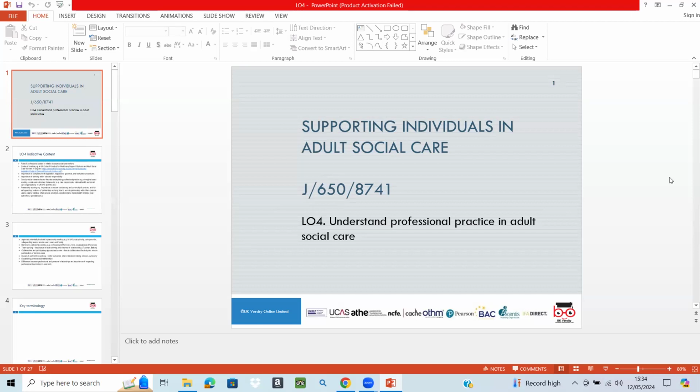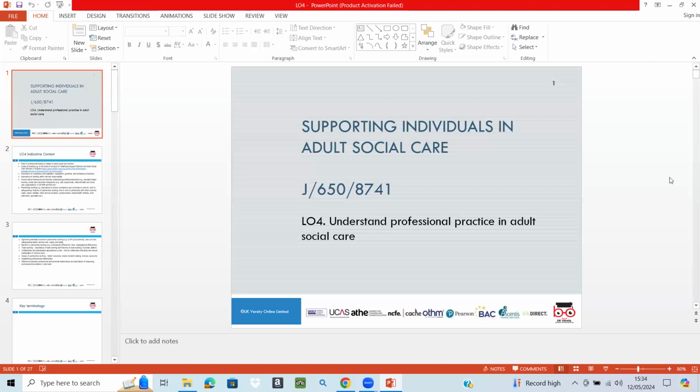We also discuss the role of multidisciplinary collaboration. This means working collaboratively with a diverse team of professionals that includes healthcare providers, social workers, and support staff, coordinating care and sharing expertise from various disciplines to contribute to comprehensive and holistic support for individuals. By incorporating these elements into professional practice in adult social care, practitioners can create a nurturing and supportive environment that meets the diverse needs of individuals while upholding ethical standards and promoting their well-being.